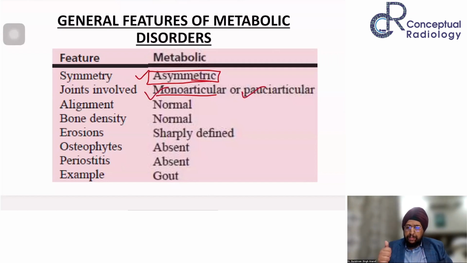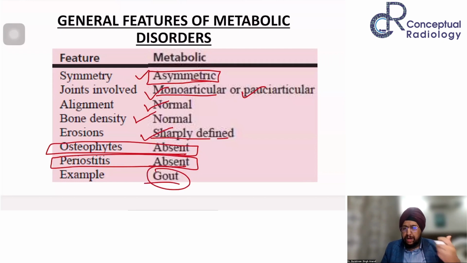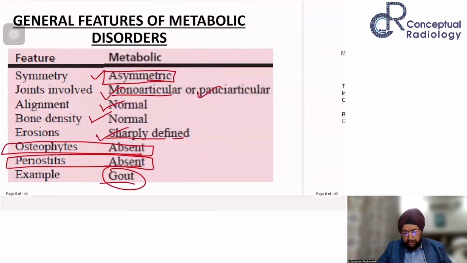Two very important things: alignment remains normal, bone density remains normal, and erosions are sharply defined. Differentiating features from degenerative arthritis is that the osteophytes are absent here, while periostitis, which is a good feature for inflammatory arthritis, is also absent here. And examples are your gout, CPPD disease, hydroxyapatite deposition disease, and so on.